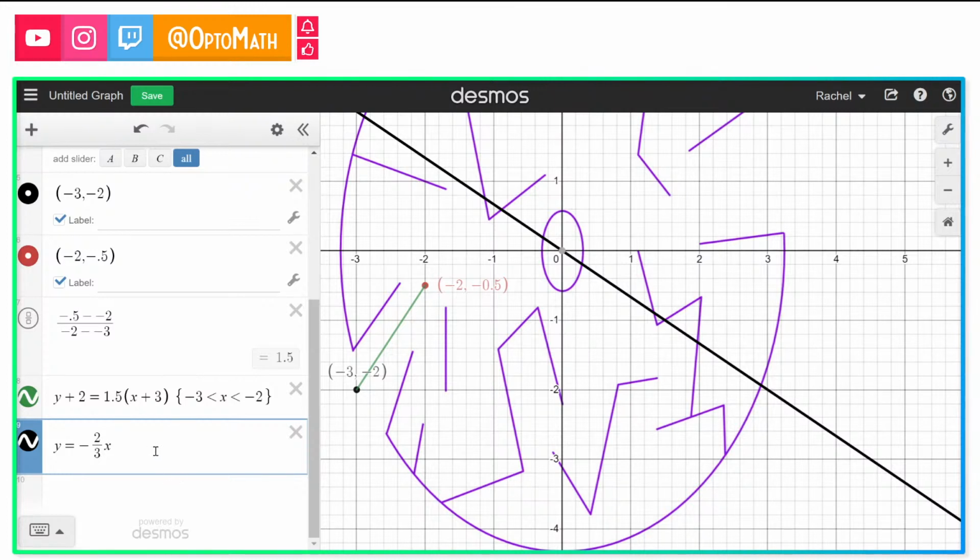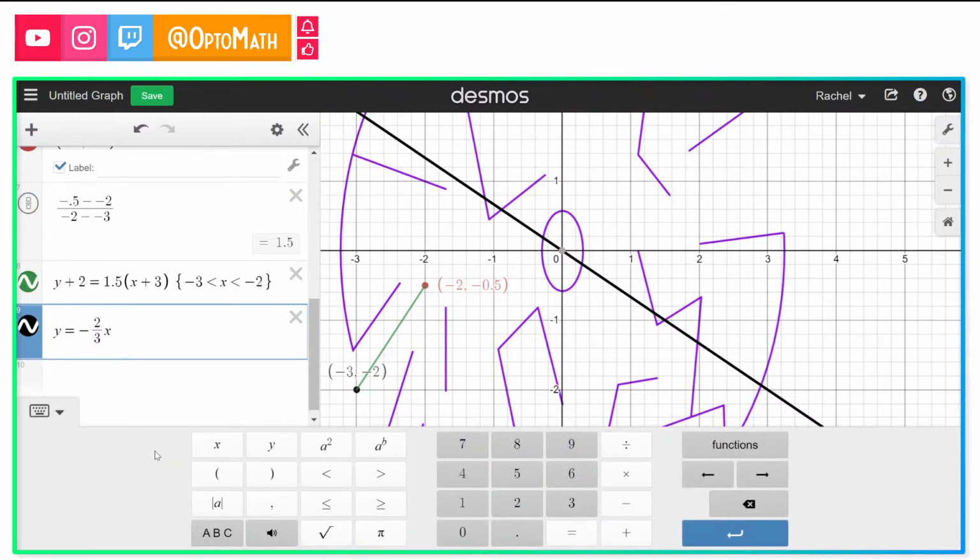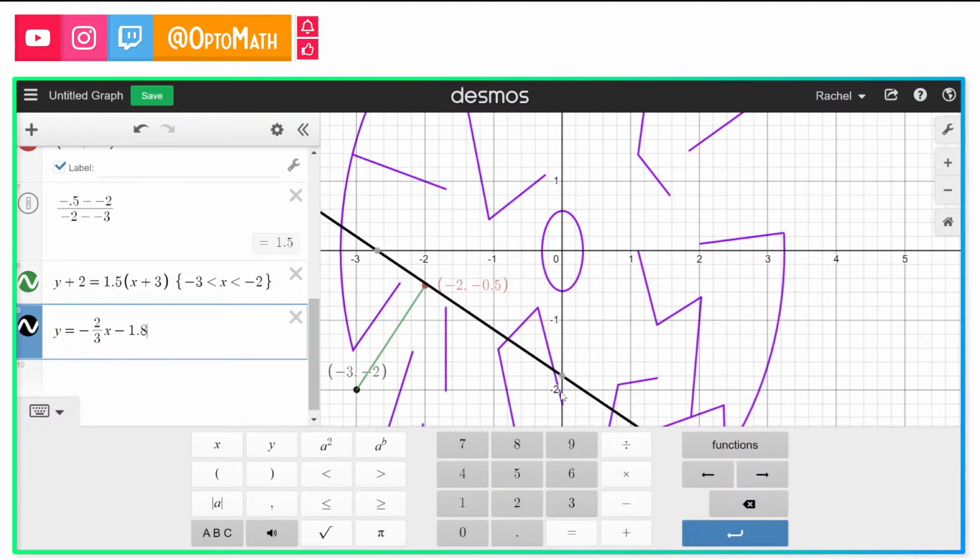So let's just start doing some trial and error, because that works really well sometimes, the guess and check method. It looks like to me it's going to have to move down at least to negative 2. So let's just see what happens when we do a negative 2 y-intercept. That was pretty close. It's still a little bit too far down. So let's move it up a tad. Maybe we do negative 1.8. That's pretty good.